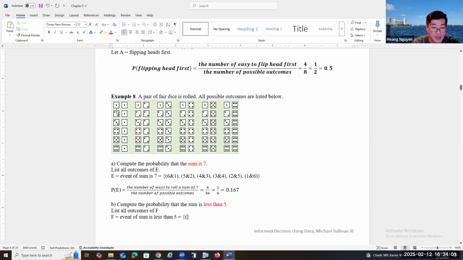So let's take a look. The sum could be 1 and 1. So 1 and 1 is 2, less than 5. Or what else? We can get 2 and 1. That's going to be 3, less than 5, or 1 and 2.